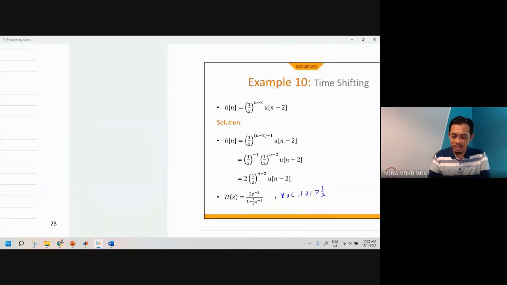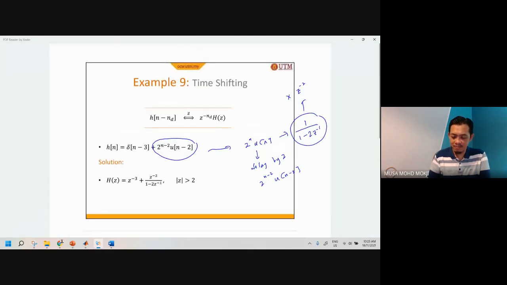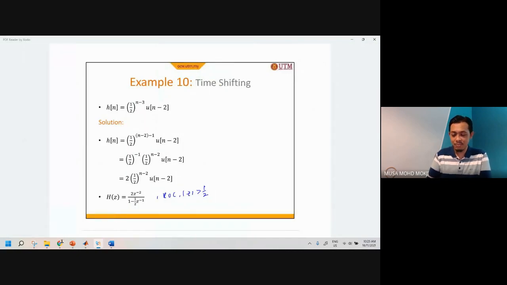Does anyone want to try the quick quiz again, using this time shifting? Do you want to solve that? I will leave that so that one of you will get the bonus mark. You can use this time shifting. Post your answer in WhatsApp. It means that the bonus mark is still open.